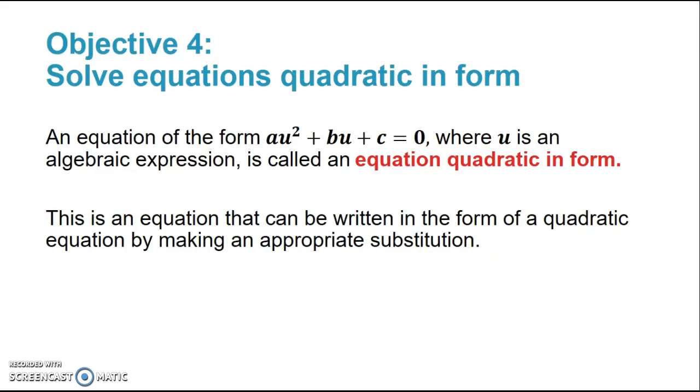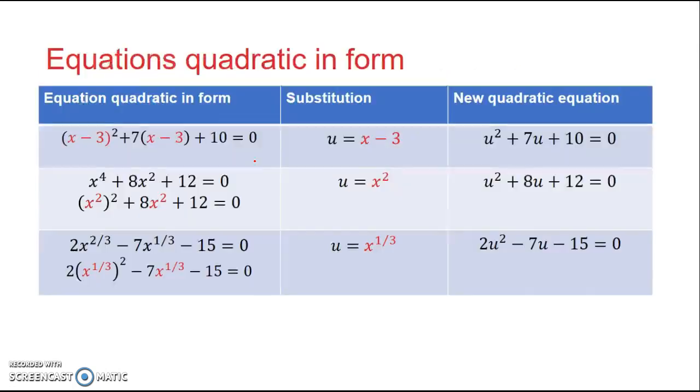The last of our equation types are solving equations that are quadratic in form. An equation that's quadratic in form is not one that is initially a quadratic equation, but we can make a replacement or a substitution, and we call it a U substitution, and put the equation in a form that is then a quadratic equation. And so that is, we call something U, and when we make the substitution, we get a quadratic equation. So here are some examples.